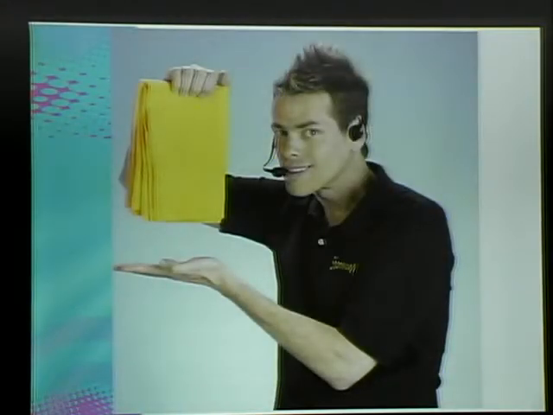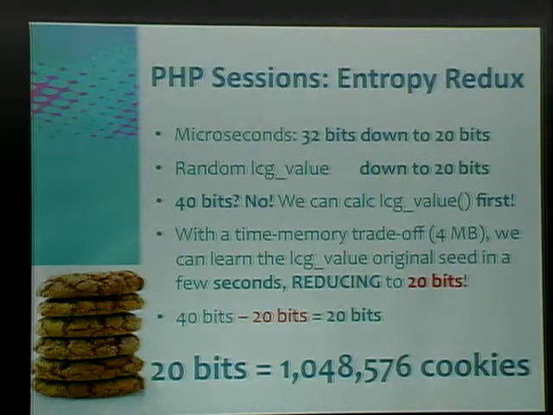But wait, there's more. The great thing here is the PRNG, that random number generator, is separate from the cookie. So what if I actually brute force the PRNG separately, just those 20 bits, and I forget about the cookie for now? Well, if I brute force that 20 bits, and then I brute force this 20 bits, I'm not brute forcing 40 bits, I'm actually brute forcing 21 bits.